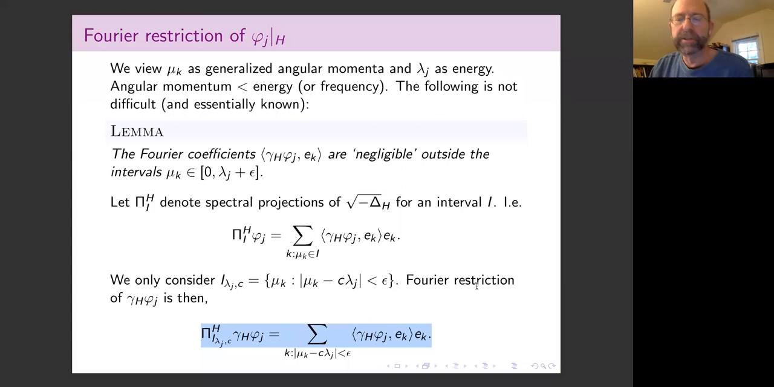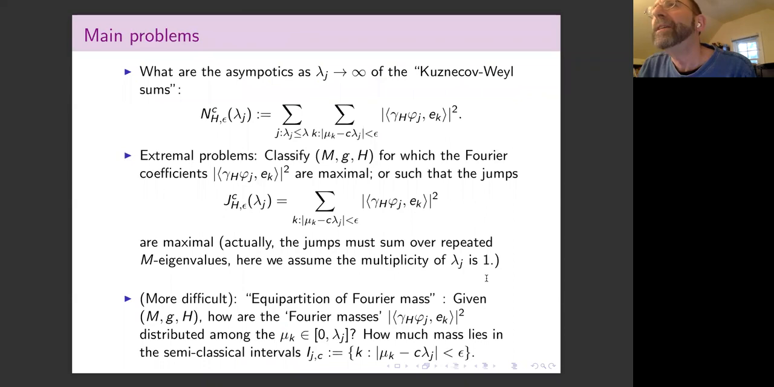So the main problems are the following. Some of these problems are within the standard purview of microlocal analysis and spectral asymptotics. Some of them are not. And of course, it's a long project. So I'm going to be discussing more like initial results, and then I'll try to explain where we're heading with it. So the first thing we're interested in are what I call Kuznetsov-Weyl asymptotics.